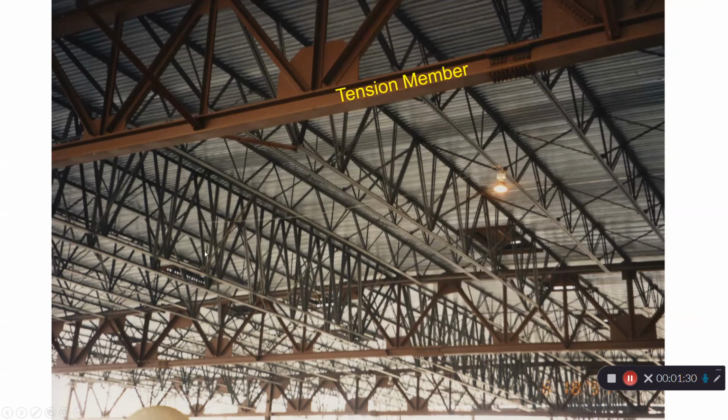In this picture, I'm going to show you some examples. The bottom chord is a tension member, carrying tension only. And on the knot, there's the gusset plate connecting the diagonal tension member, the vertical member, and the bottom chord. And here, there are some splice plates connecting the two lateral chords together.